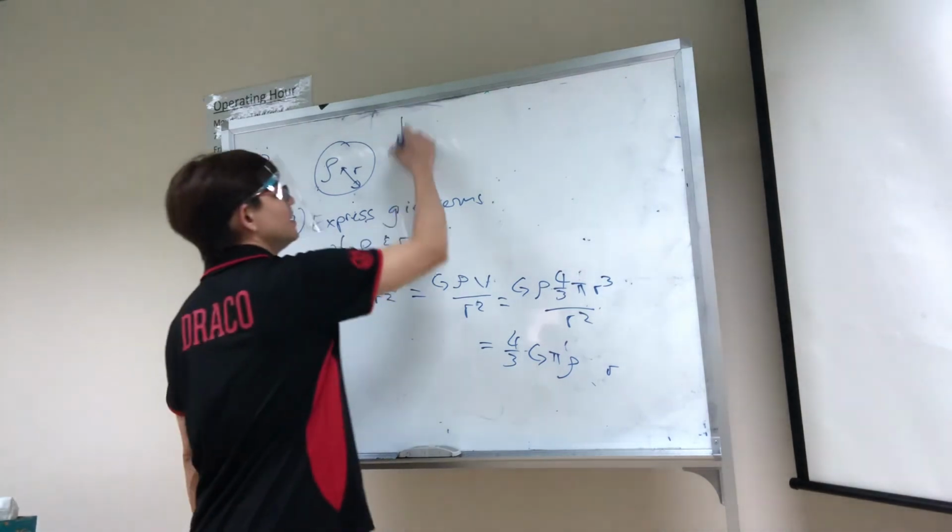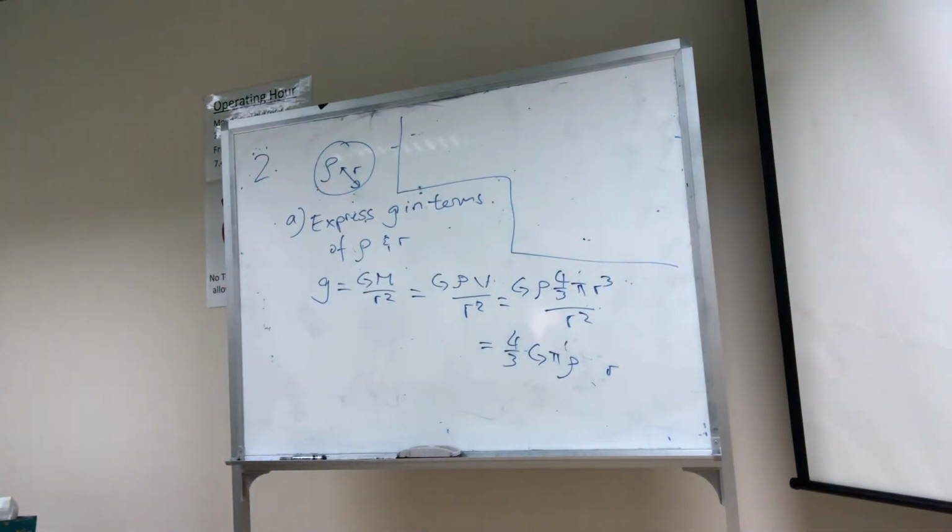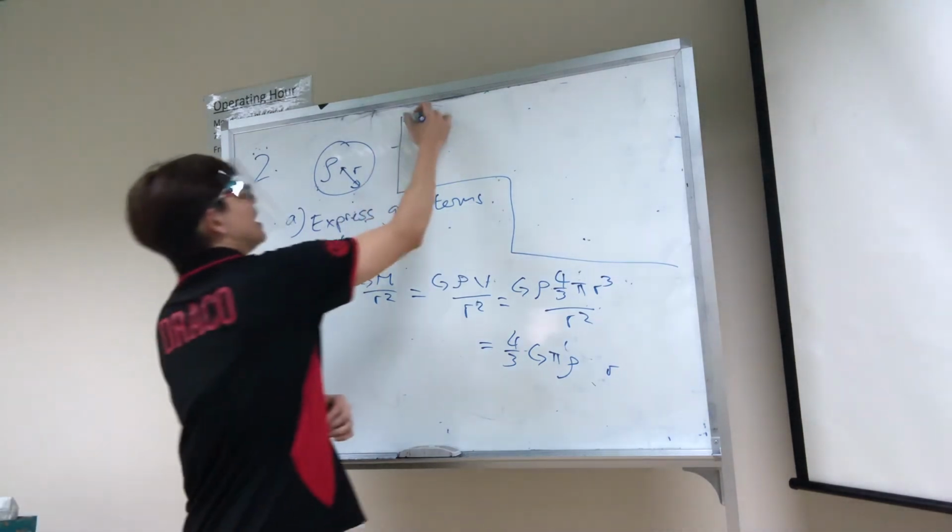Okay? You all managed to get this one? Anyone not very sure how to do this kind of algebra? Basic stuff, right? Okay, part B then.